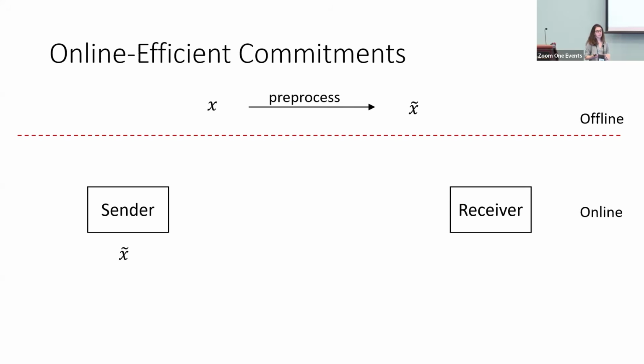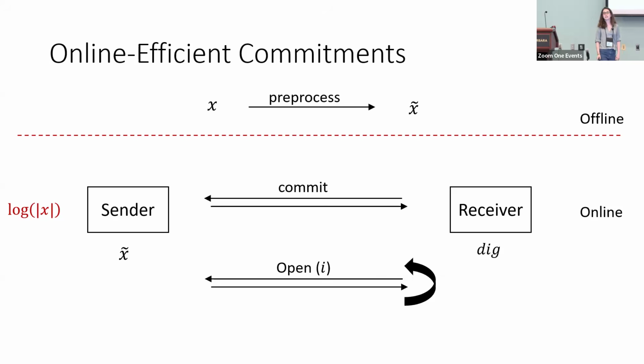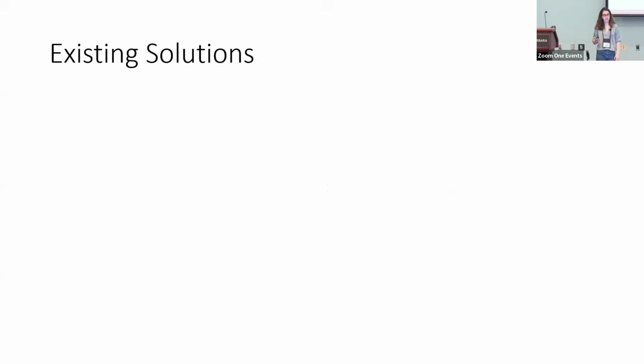And then in online time, the sender has access to this pre-processed string, and it should be efficient, usually only logarithmic in the size of the string. And now the sender can commit to the string, and the receiver obtains a digest, and then it can open certain locations that the receiver asks, and the receiver can verify these openings with the digest. And I want to emphasize that we consider repeated openings, which means that the sender commits once, and the receiver might ask to open many different locations. Okay, so this is the notion of online efficient commitments.